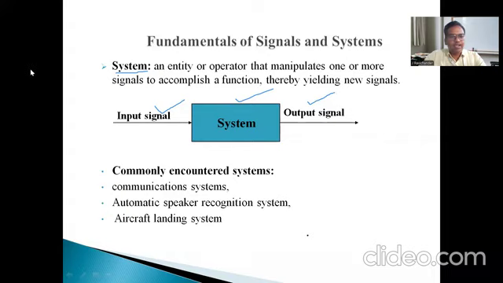That is called a system. A system is an entity, a collection of elements which takes an input signal. Let us take x of t as the input signal. Conventionally, we take x of t as the input signal.